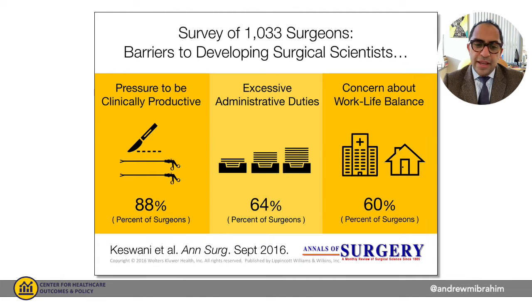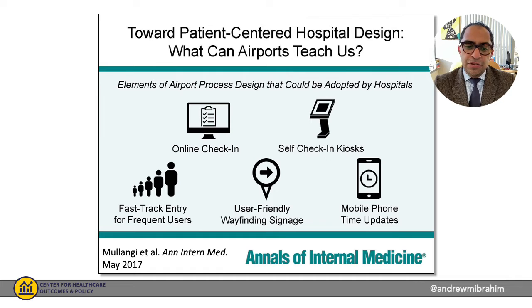This was a survey in the Annals of Surgery showing that the three most common barriers reported by surgeon scientists to developing were pressure to be clinically productive, excessive administrative duties, and concern about work-life balance. This was a piece in the Annals of Internal Medicine that was actually not even a research paper, it was an opinion piece that was talking about the things that we design about airports that we should incorporate into hospitals. And those are the five main themes there.